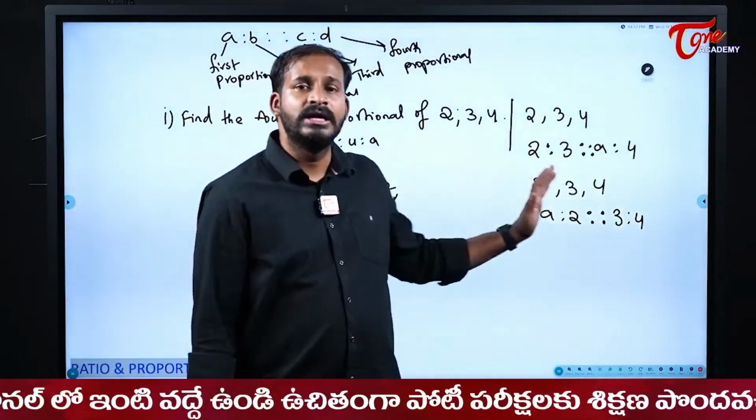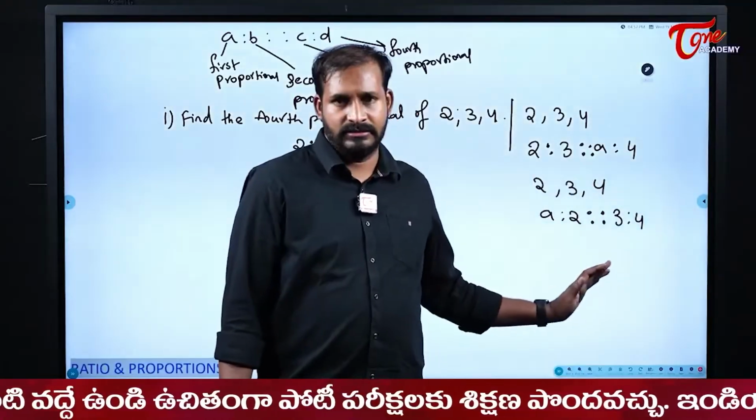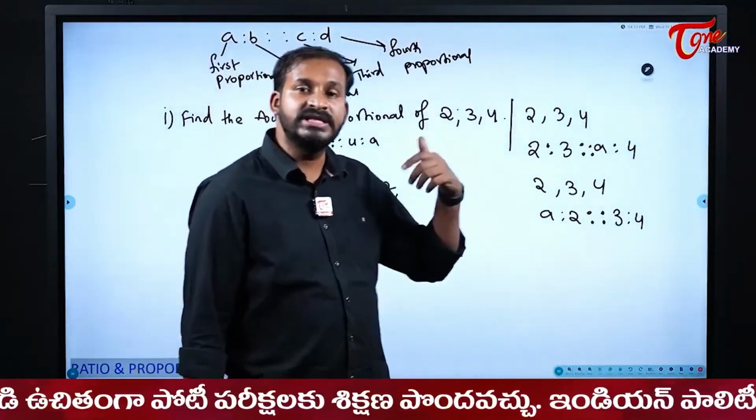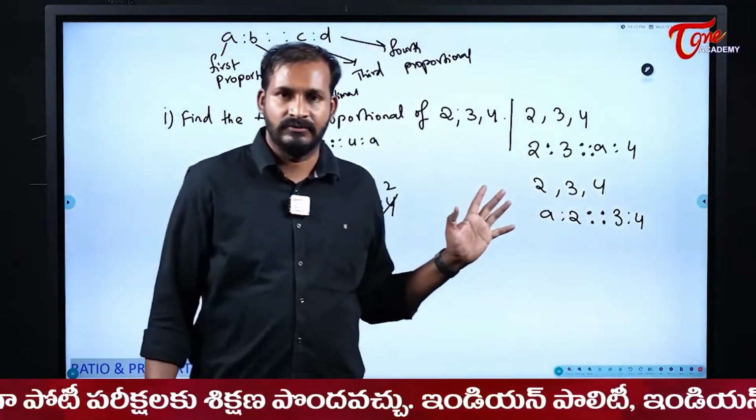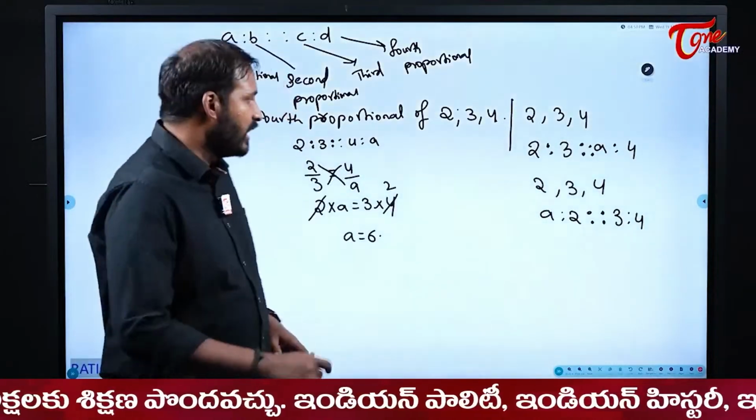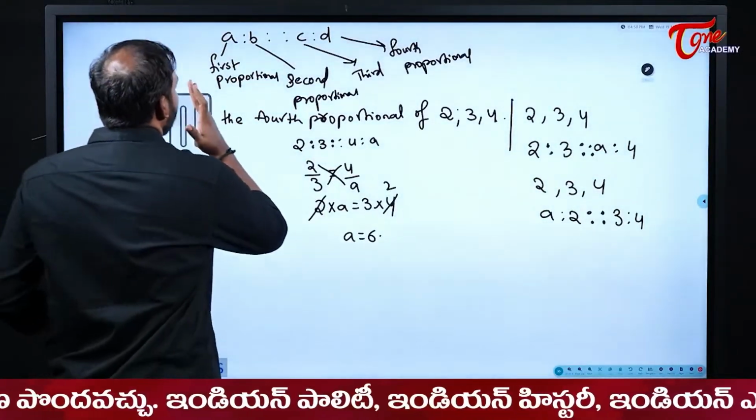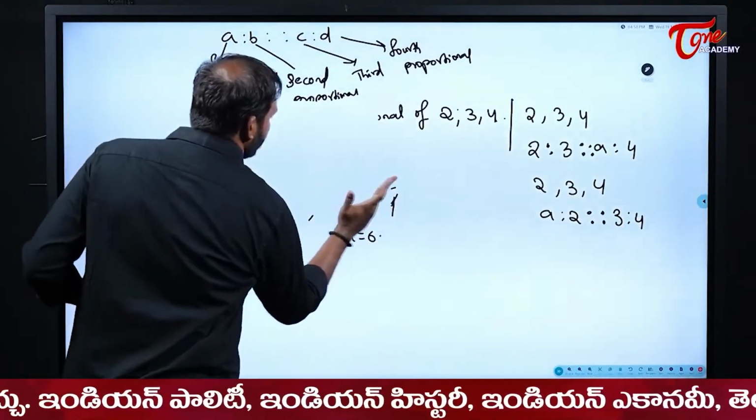Always they will give you them in an order. So whatever the value which they ask you to find, they will skip that one value. That's it. Nothing more than that. And next in this one only, we will have one more proportion that is called as mean proportion.